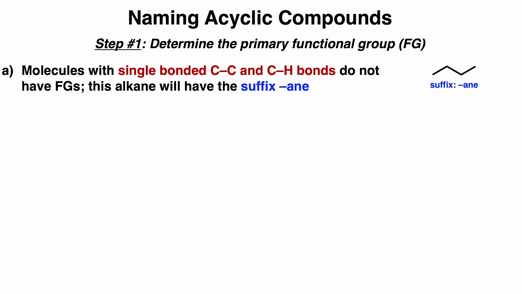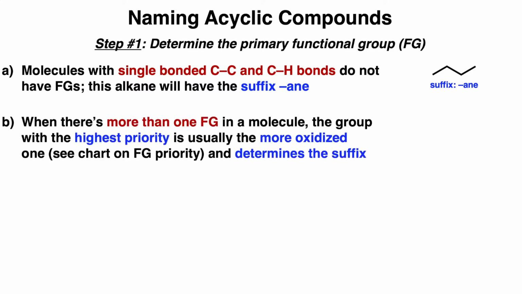When there's more than one functional group in a molecule, the group with the highest priority is usually the more oxidized one. In this example, it contains both an alcohol group and a carboxylic acid group. So if we refer to the functional group priority chart, we'll see that carboxylic acids have higher priority than alcohol groups, so the carboxylic acid will be our primary functional group, giving the molecule a suffix of -oic acid, while the alcohol group will give us a prefix of hydroxy.